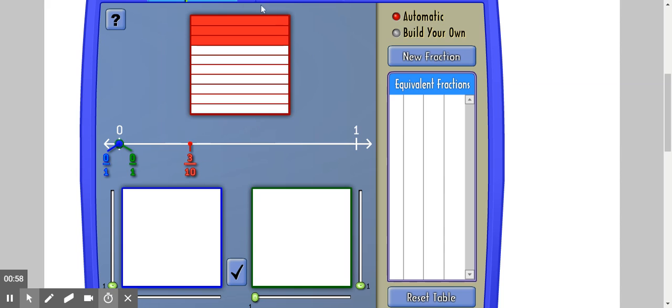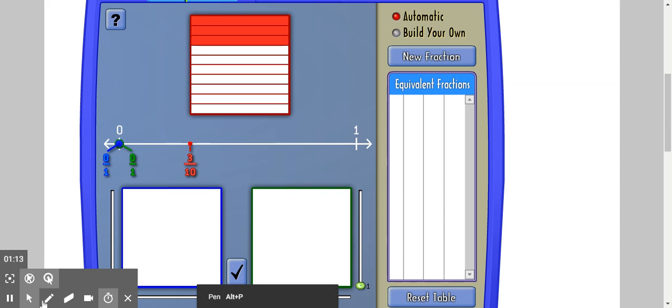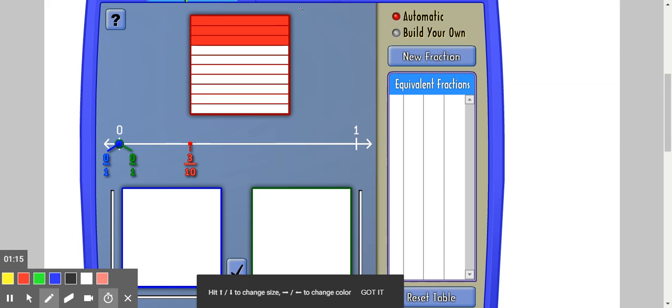So right here, you see you can click a new fraction, and it's going to give you your first question. The goal is to get this red fraction and make 2 more equivalent fractions right here. So they gave us 3/10. How do I make an equivalent fraction to 3/10? Well, what I know is that I have 3/10, and what we talked about a while ago, so I'm going to write right here, 3/10.